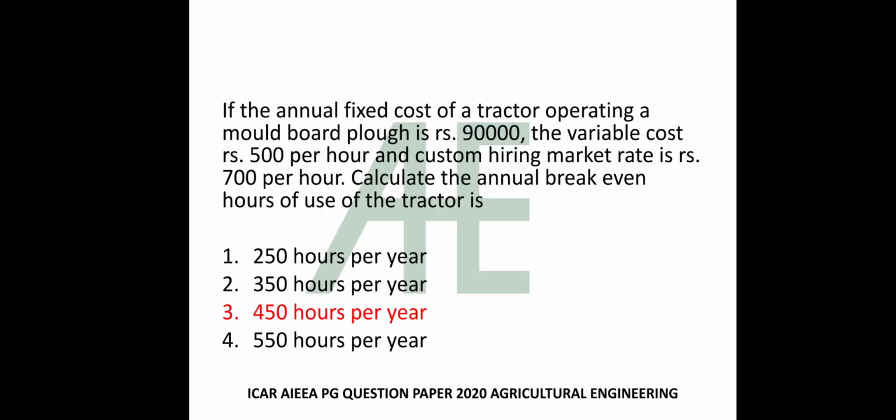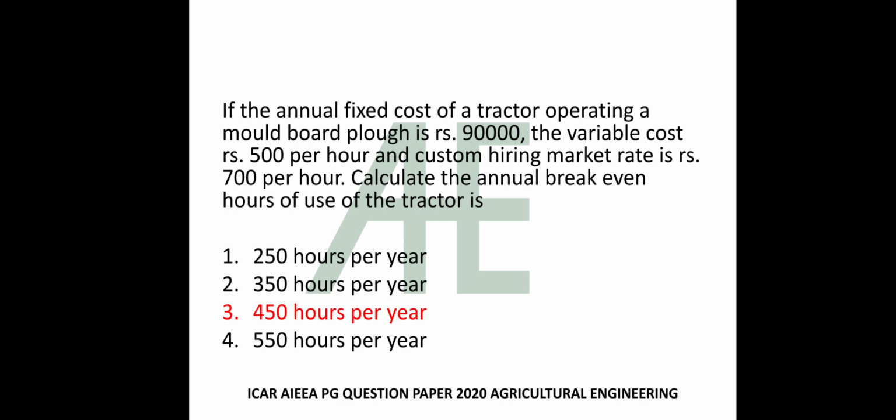If the annual fixed cost of a tractor operating a moldboard plough is rupees 90,000, the variable cost is rupees 500 per hour and the custom hiring market value is rupees 700 per hour, calculate the annual break-even hours of use of the tractor: 250 hours per day, 350 hours per day, 250 hours per year, 350 hours per year, 450 hours per year, 550 hours per year. So the answer is 450 hours per year.